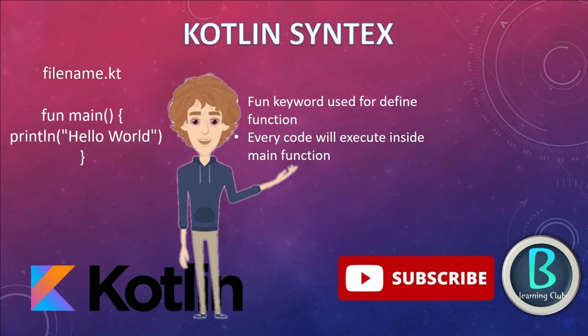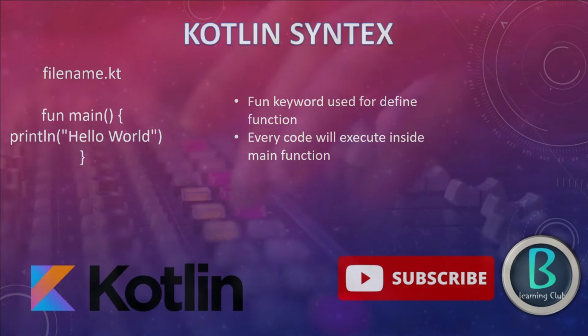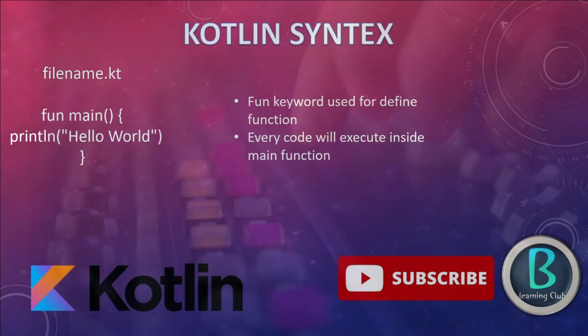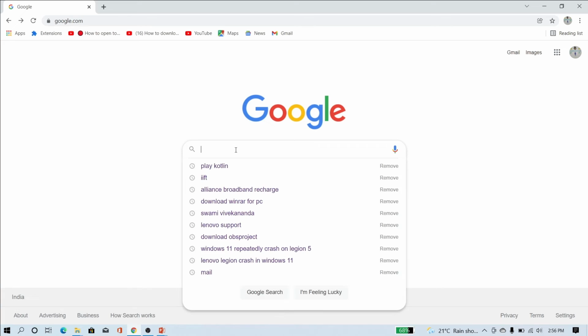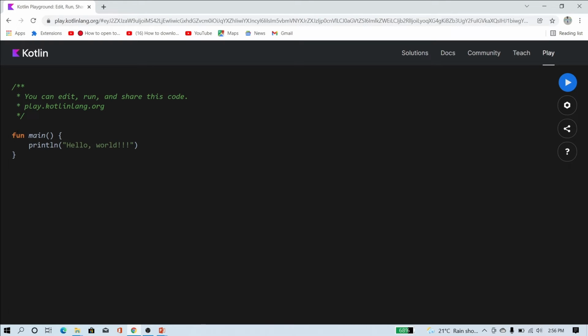For this you will install the IntelliJ IDE, but before installing the IntelliJ IDE I will use an online coding editor. So at first just go to Google and type play Kotlin. This is the first link, play.kotlinlang.org. Just click on it and you will see this page. Here you can type your code online.